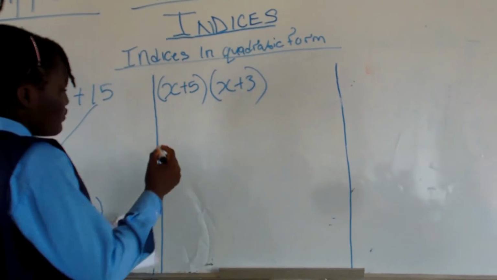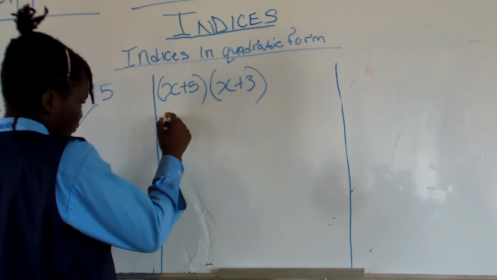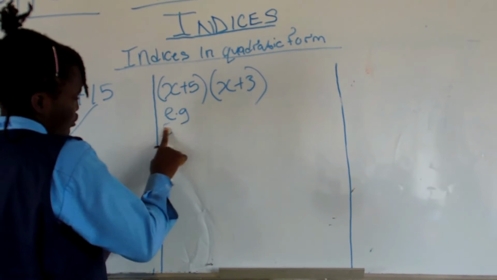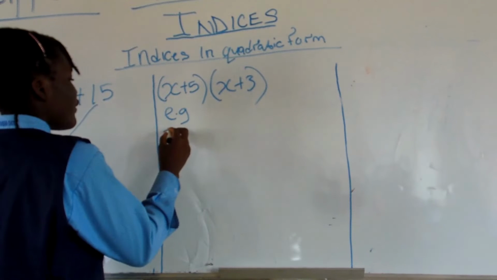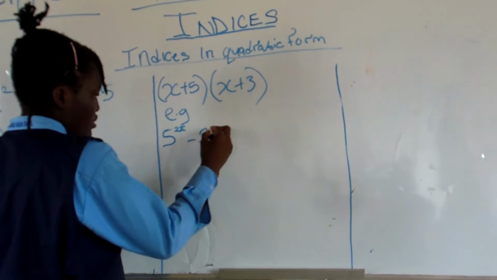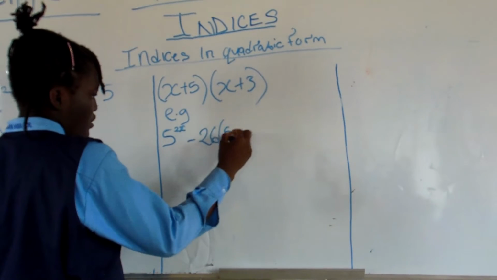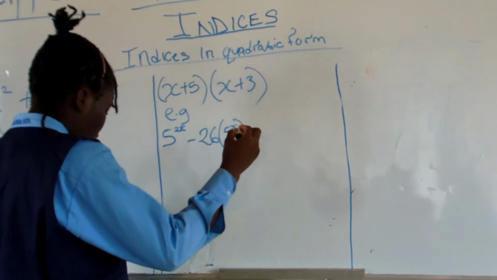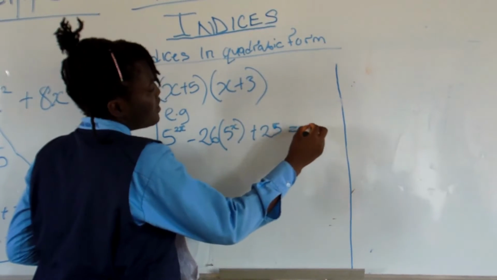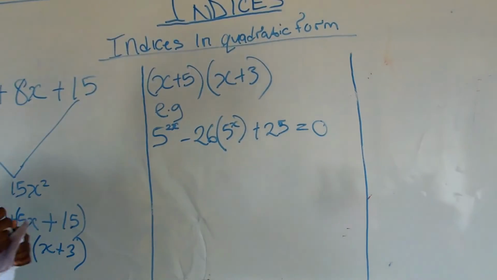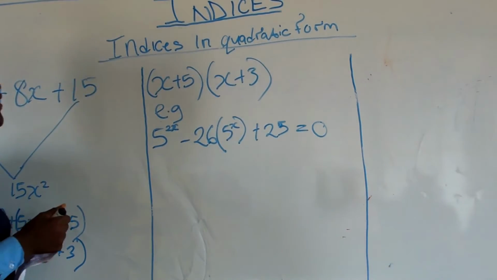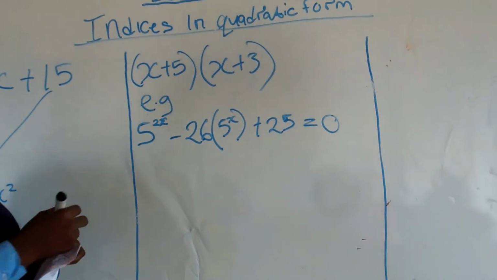We have 5 raised to the power of 2x minus 26. Open the bracket. 5 raised to the power of x plus 25 equals 0. So now we start like this.